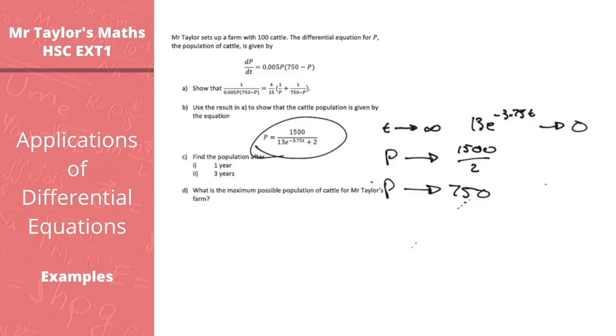What is the maximum possible population? 750. Okay, pretty tricky question, that one.